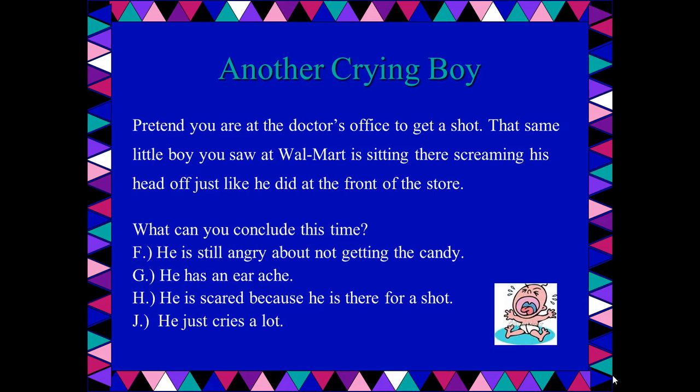Another crying boy. Pretend you are at the doctor's office to get a shot. That same little boy you saw at Walmart is sitting there screaming his head off like he did at the front of the store. What can you conclude this time? F, he is still angry about not getting the candy. G, he has an earache. H, he is scared because he is there for a shot. Or J, he just cries a lot. Try to make it short, and if you have any questions, we'll cover it in class.